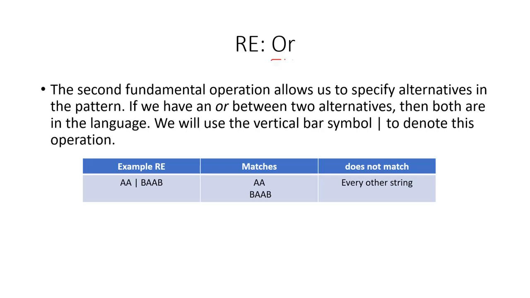Second operation is OR. In OR, we give two alternatives. Like here, we say that we're looking for option 1, which is AA, or option 2, which is BAAB. So if we have the string AA or BAAB, in that case, the regular expression would verify our pattern. And in order to specify that it is the OR operator, we just use the vertical bar symbol, like here. This vertical bar symbol denotes that this is the OR operation.